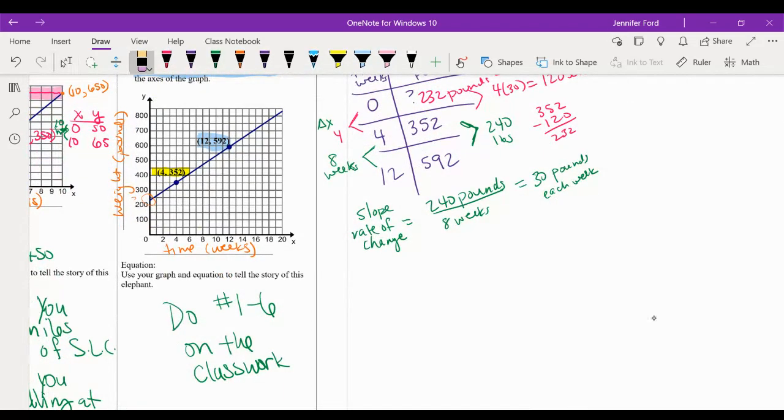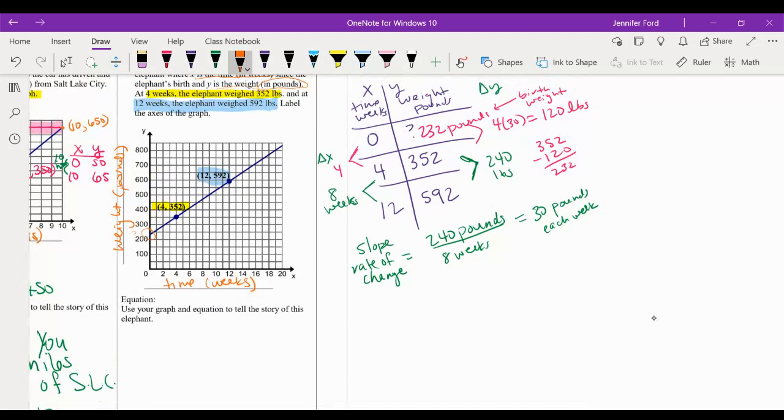Oh, do numbers 1, 2, 6 on this. We're doing it. Okay. So let's see here. So the equation is going to be y equals 30x plus 232. It's 30 because it's 30 pounds each week. This is the slope. 232 pounds is the birth weight. That's the b. And y equals mx plus b.